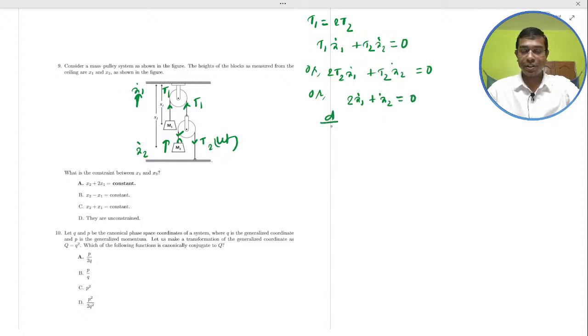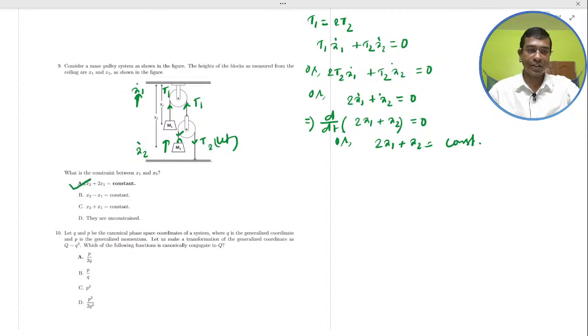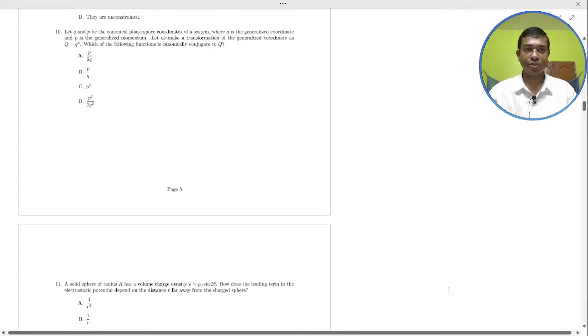That means d/dt of (twice x1 plus x2) is equal to 0, so twice x1 plus x2 is the constant. Twice x1 plus x2 is constant. Option A is correct. Okay.